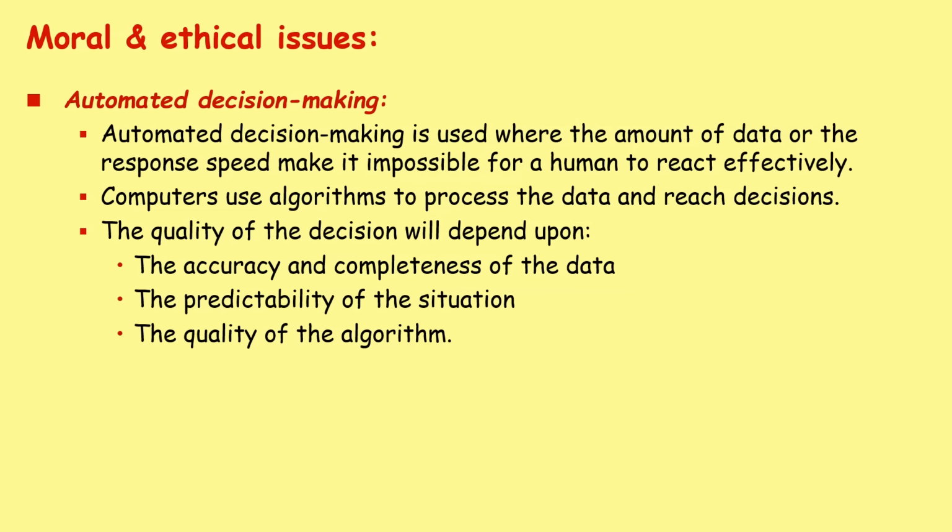Automated decision making. Automated decision making is used where the amount of data or the response speed makes it impossible for a human to react effectively. Computers use algorithms to process the data and reach decisions.